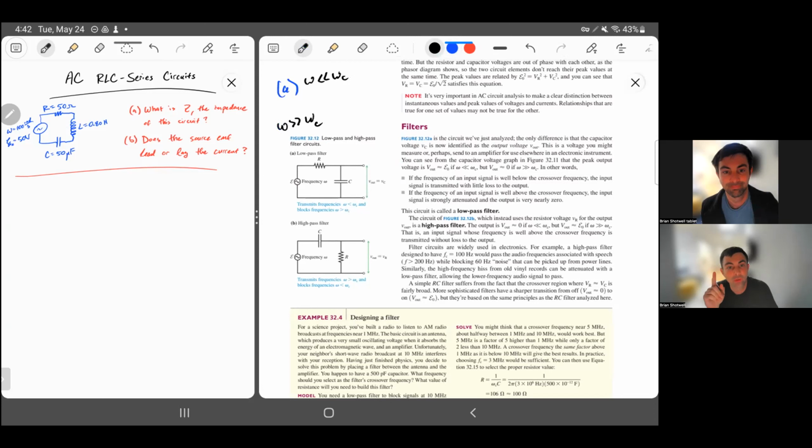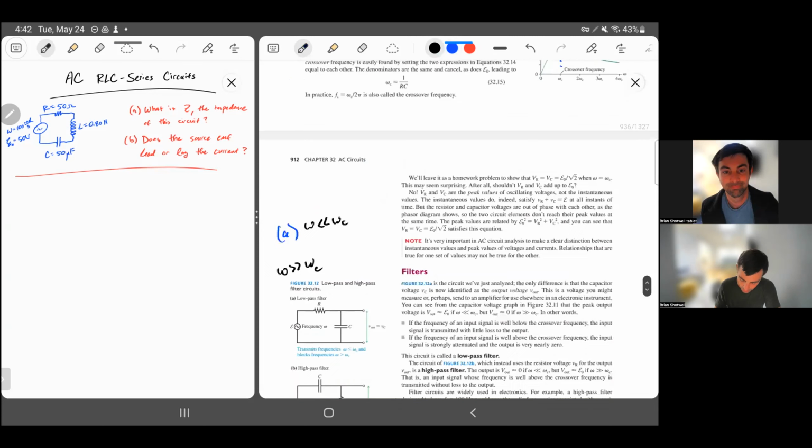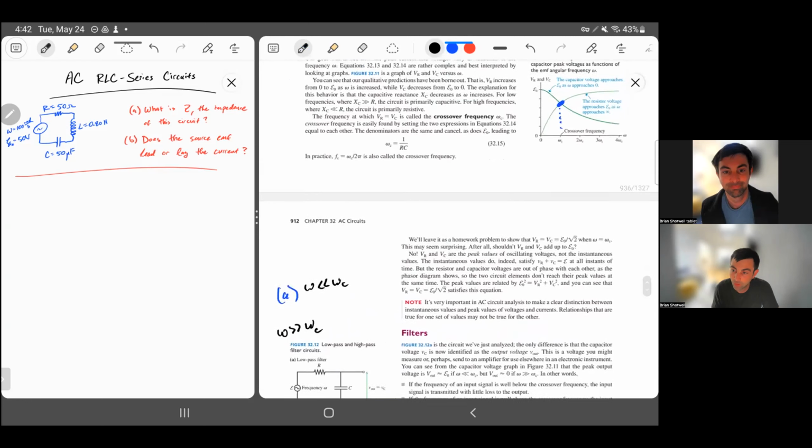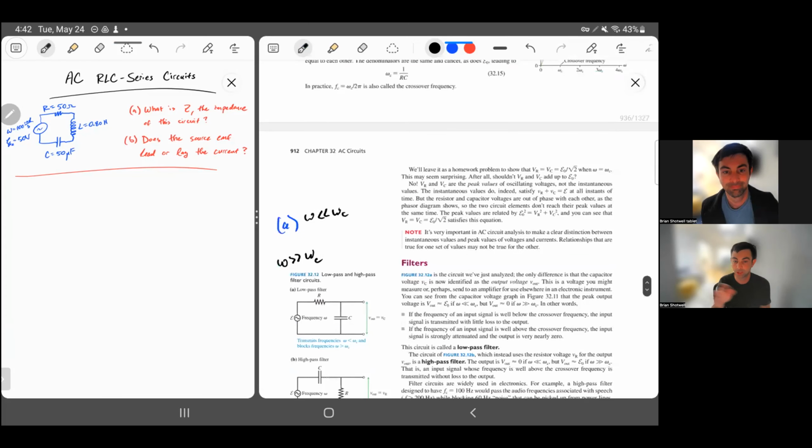So let's look at the two cases. If the frequency is very, very small, let's remember what happens here. Most of the voltage is across the capacitor. Remember, the reactance of the capacitor is very big. For omega small, 1 over omega C is very, very big. And so most of the voltage is across the capacitor right here.